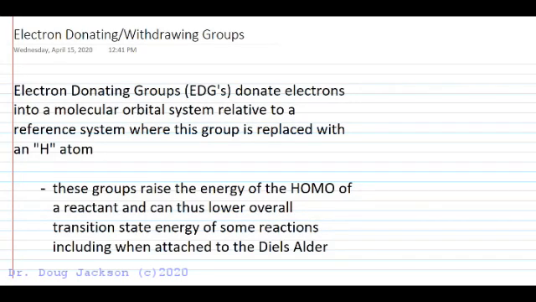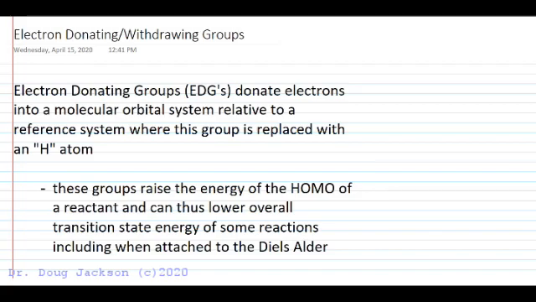All right, let's talk about electron donating and withdrawing groups. What we're going to focus on here is how to identify these groups, whether or not they're on this list, and what effects they might have in chemical reactions, although our main focus will be electrophilic aromatic substitution.